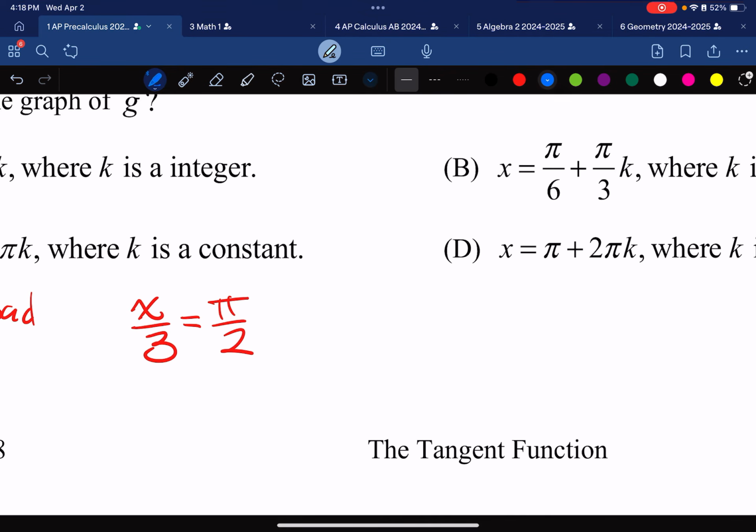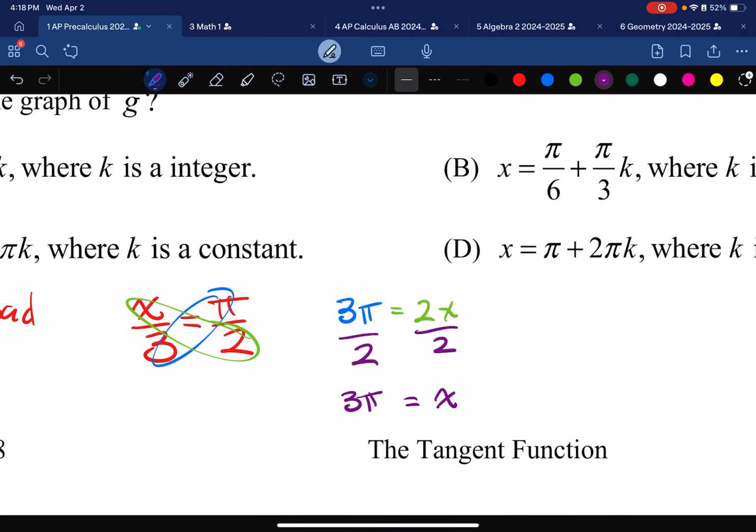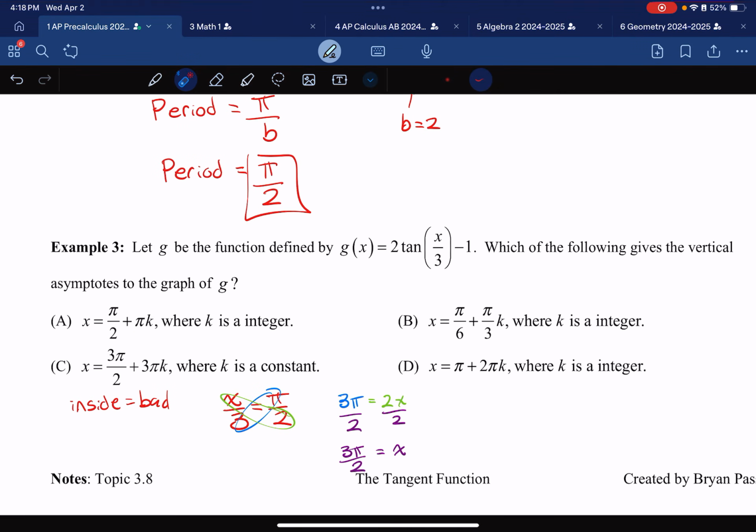So how do I solve this? You cross multiply and solve. 3 times pi is 3 pi. Cross multiplying the other direction, 2 times x is 2x. How do I solve for x? Well, I divide both sides by 2, and x is equal to 3 pi over 2. And then it keeps repeating by whatever the period is. I don't really care what the period is because I notice that all of these first values are all different. And 3 pi over 2, oh, look at that, 3 pi over 2. That is indeed the correct answer.